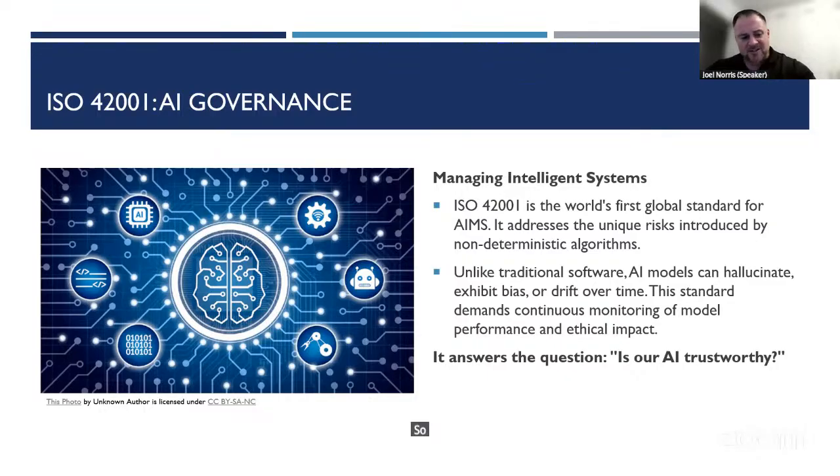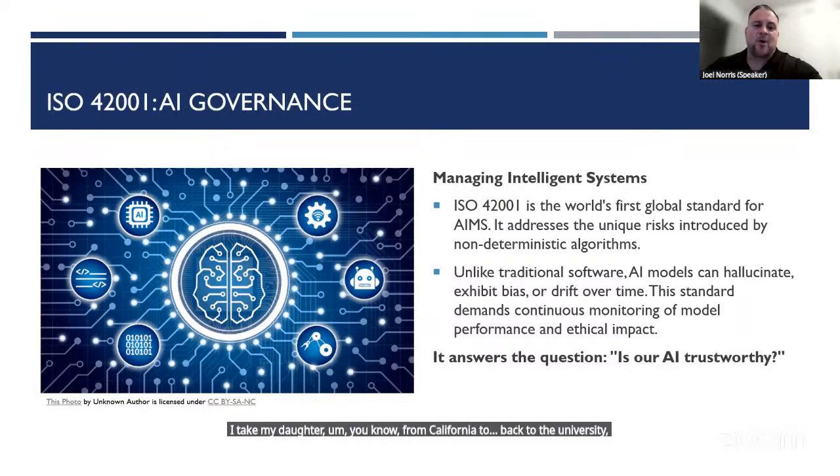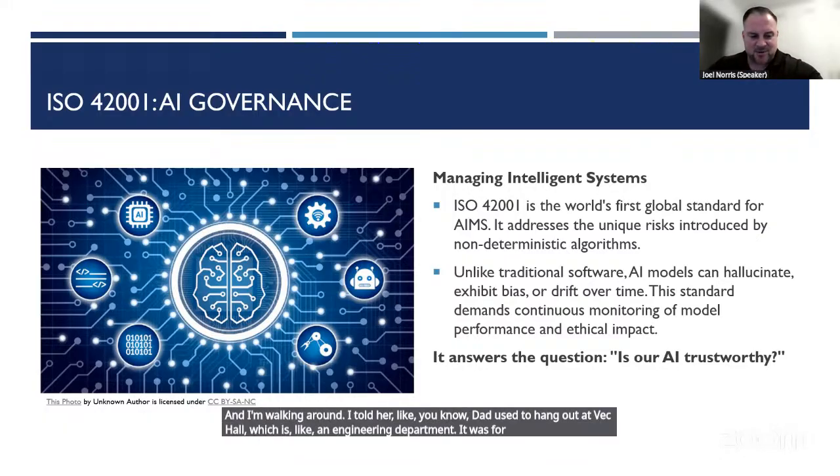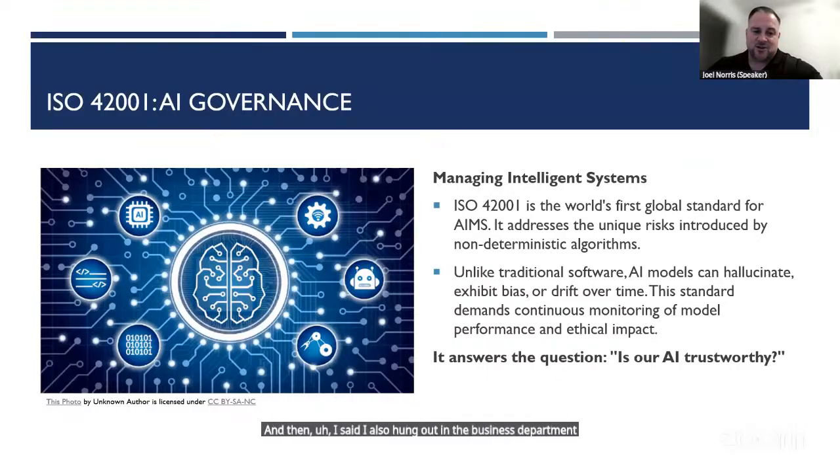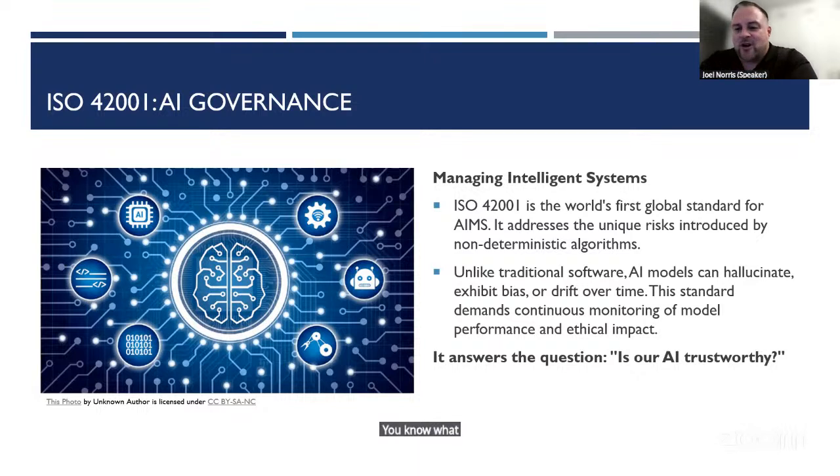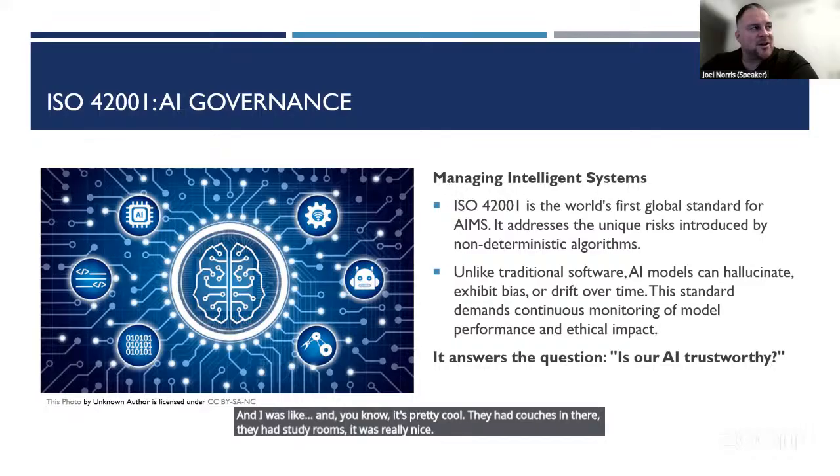So in 2018, I take my daughter from California back to the university, and I'm walking around. I told her Dad used to hang out at Vec Hall, which is the engineering department, for computer science and computer engineering. And I also hung out in the business department, since I was doing my degree at the time in entrepreneurship. And then I took her to where the basketball court is, just taking a tour around the campus. And then I said, you know what, let's stop by the library. This is where I spent most of my time. It's pretty cool. They had couches in there, they had study rooms. It was really nice. And she's like, okay.